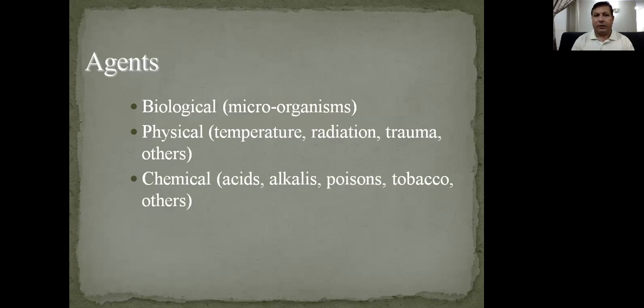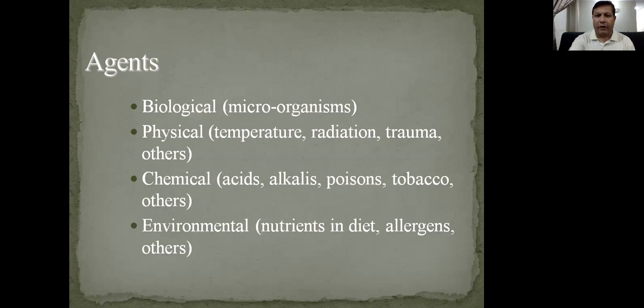Chemicals also can cause disease: acids, alkalis, poisons, environmental conditions, nutrients in diet, allergies and others. So these are the causative agents of any epidemic, which can be endemic, which can be pandemic, basically, if the factor which is causing disease is not controlled, such as what is going on with COVID-19.